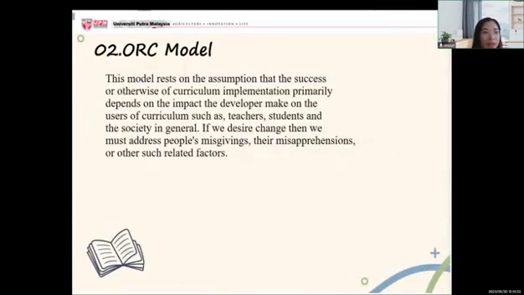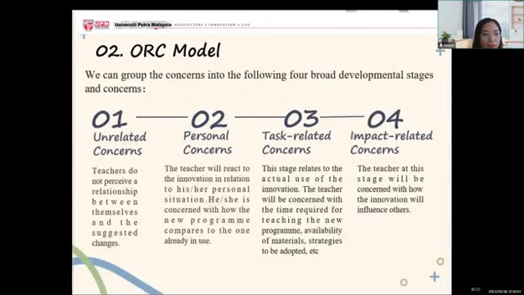The second model is the ORC model. This model rests on the assumption that the success of curriculum implementation primarily depends on the impact the developer makes on the users of a curriculum, such as teachers, students, and society in general. If we desire change, then we must address people's misgivings and misapprehensions or other such related factors.